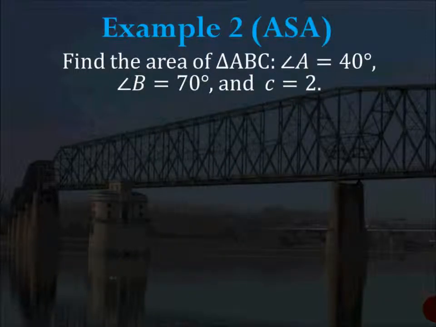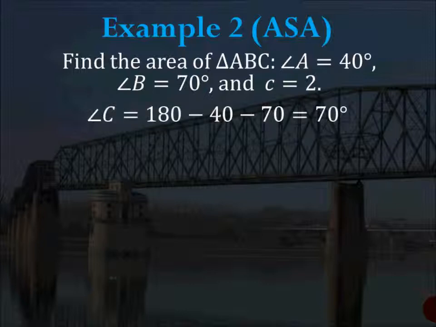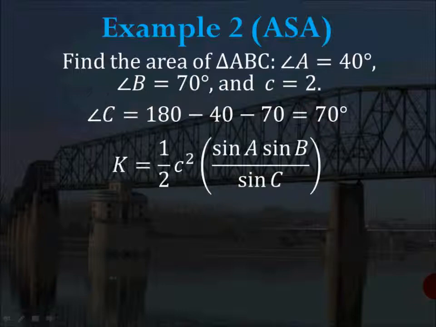Example B, this is the ASA situation. You're given angle A is 40, angle B is 70, and side c is 2. Use the formula on the previous slide or 2 slides ago to see if you can get this one. Alright, so first of all, we need to figure out the measure of angle C. That's simple enough. You just subtract the 2 known angles from 180. So angle C is 70 degrees. Hey, we have a nice isosceles triangle. How about that?